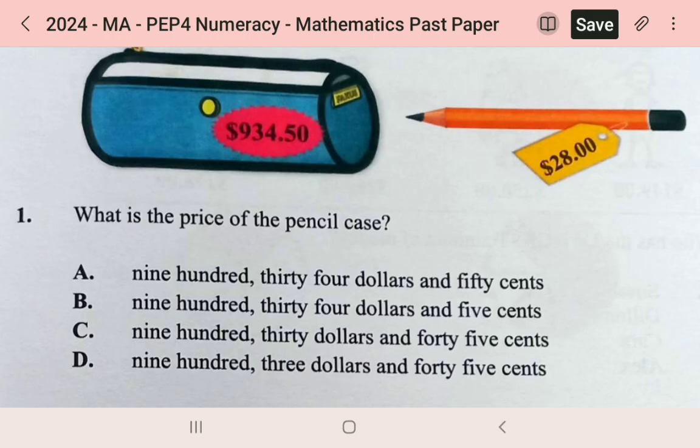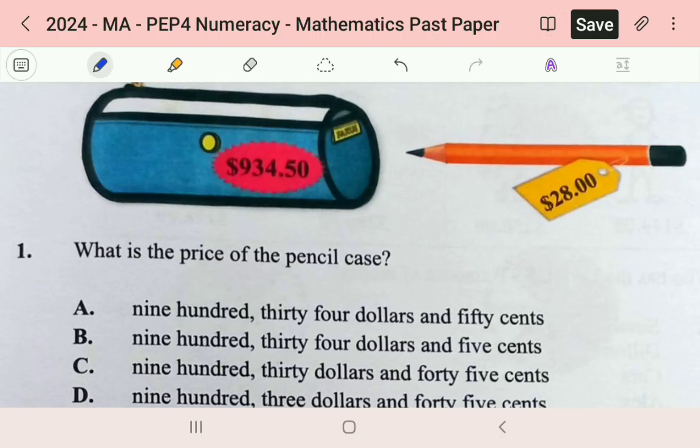So you're looking for 9 in the 100, 900, they all begin with 900. Then you're looking for 30. A to C has 30, so it can't be D, D is out. Then you are looking for 4. A and B has 4, we know it can't be C. Now you're looking for 50 cents. It's A. B has 5 cents, so you have to pay keen attention. 5, but it should be 50.